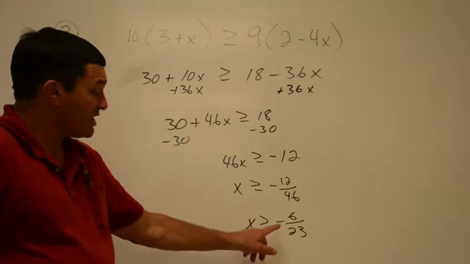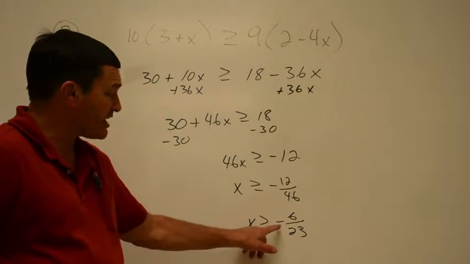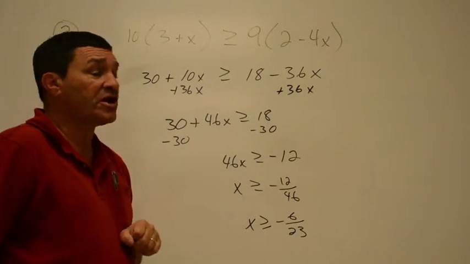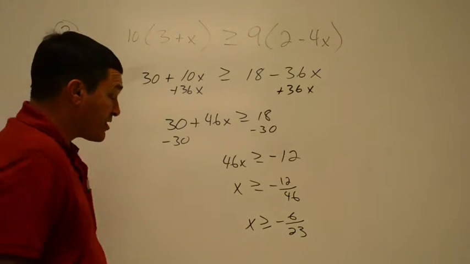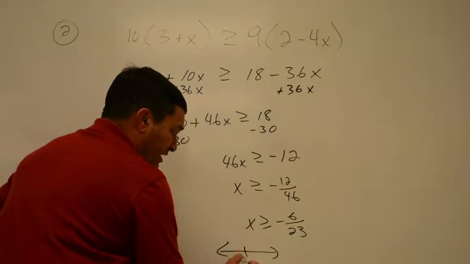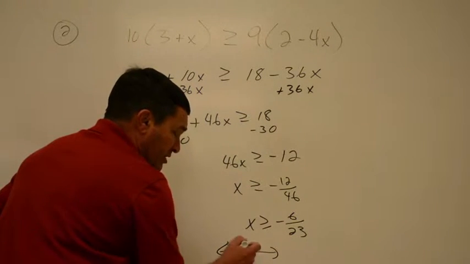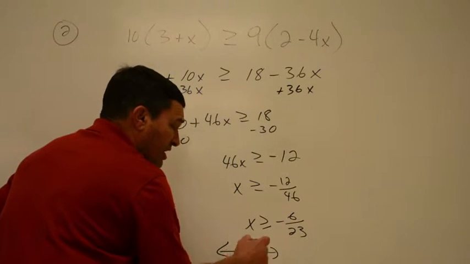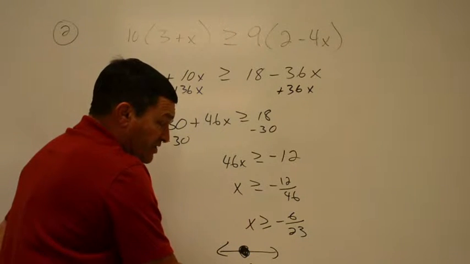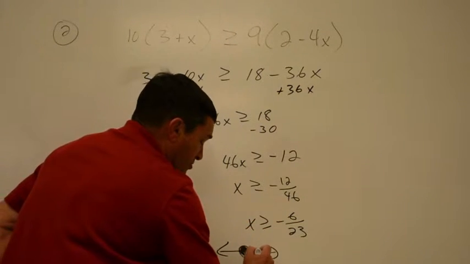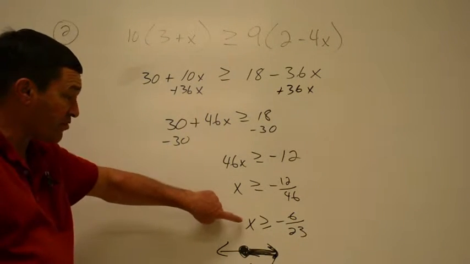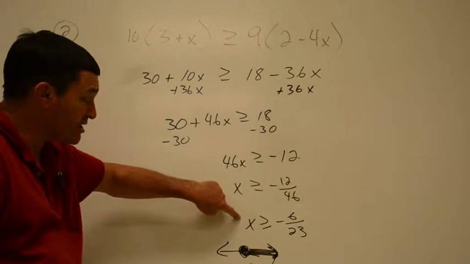And what this means is any number greater than or equal to negative 6/23 would make sure that the expression on the left is always greater than the expression on the right, greater than or equal to that expression. Usually on these problems we'll want to graph our solution, and the way you graph that, just locate your negative 6/23 on a number line, put a circle around it, make the circle solid because of the greater than or equal to. That indicates you are including the negative 6/23, and then all the numbers greater than that would be the numbers to the right.